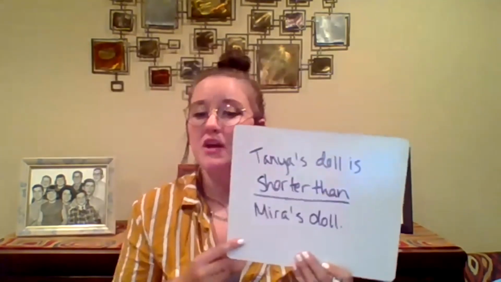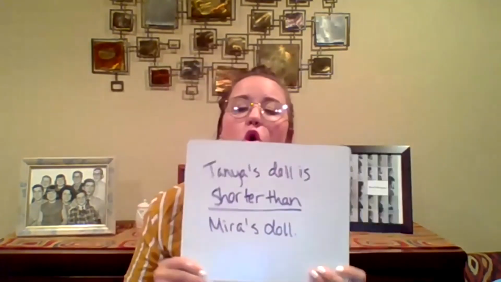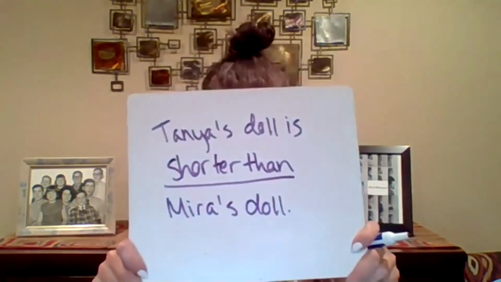All right. So let's write our statement. So Tanya's doll is, what was it? Shorter than Mira's doll. Just like that. So you have your picture, you have your statement, and that is your total complete answer.